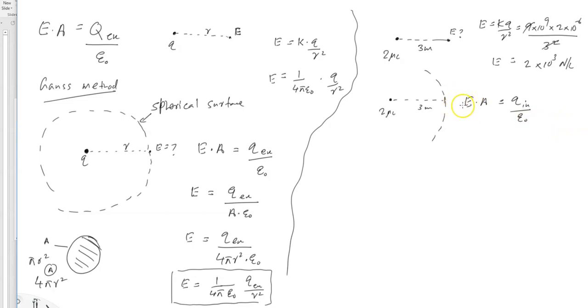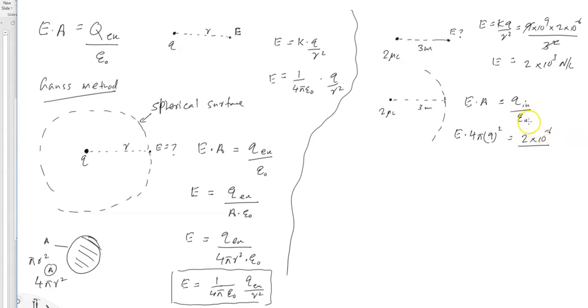Okay, so what's next? E times the area of a sphere, which is 4 pi r squared. What is r? 3 meters, so 3 squared equals q inside, 2 times 10 to the negative 6, divided by epsilon naught.